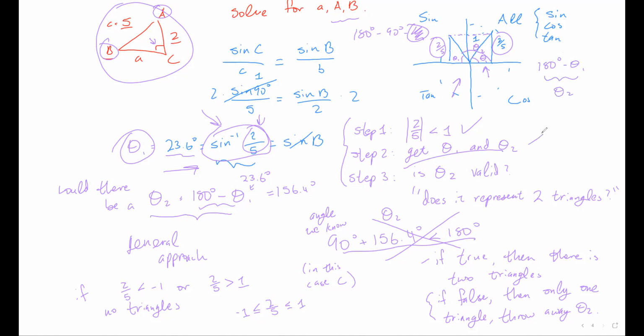So we compute both of those, and then we check if θ2 is valid, by checking this. If it's valid, then we have two triangles. If it's not valid, we have only one, and throw away θ2. So that's kind of the summary of everything. It's quite a lot. Sorry, I know it's a bit confusing, but I hope that helped just a little bit.